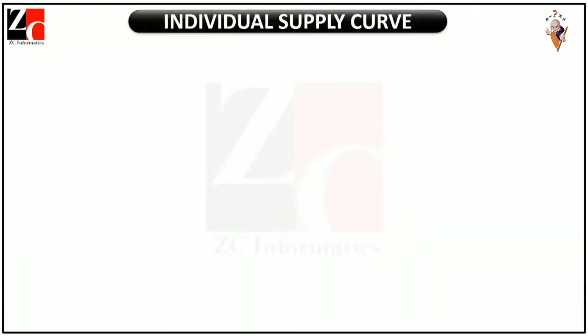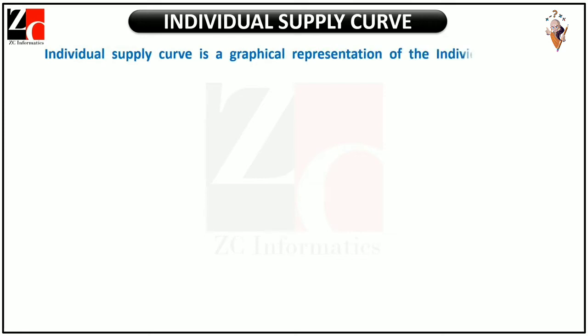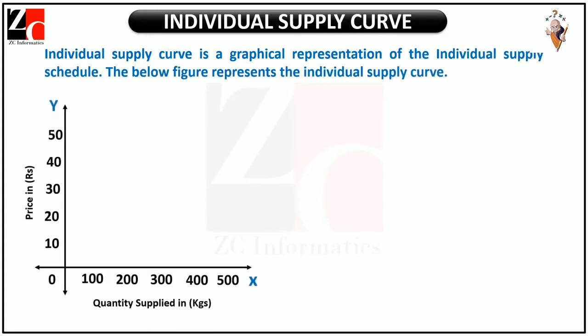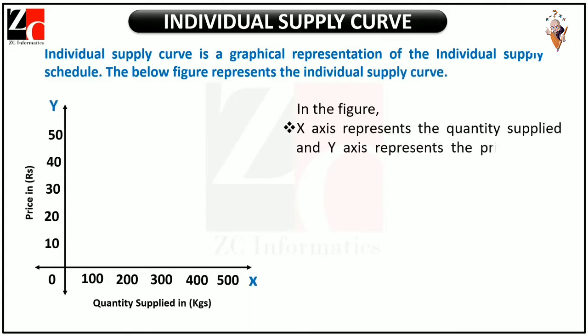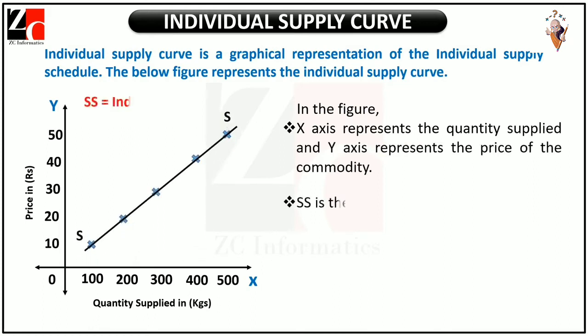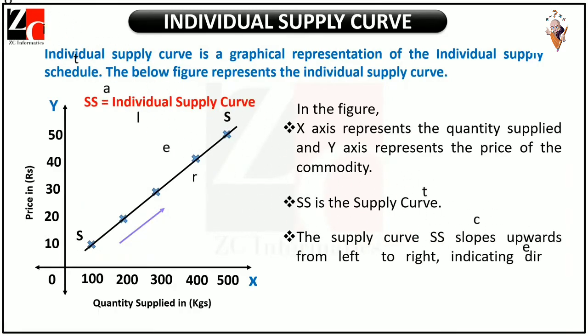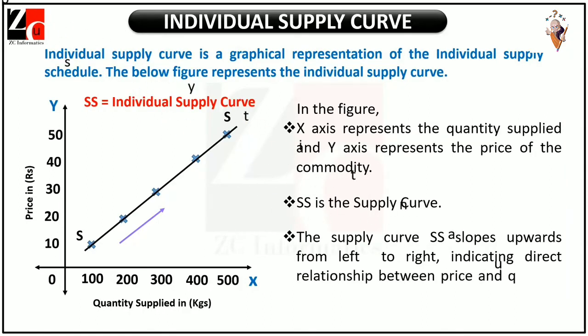Individual supply curve. Individual supply curve is a graphical representation of the individual supply schedule. The below figure represents the individual supply curve. In the figure, x-axis represents the quantity supplied and y-axis represents the price of the commodity. SS is the supply curve. The supply curve SS slopes upwards from left to right, indicating direct relationship between price and quantity supplied.